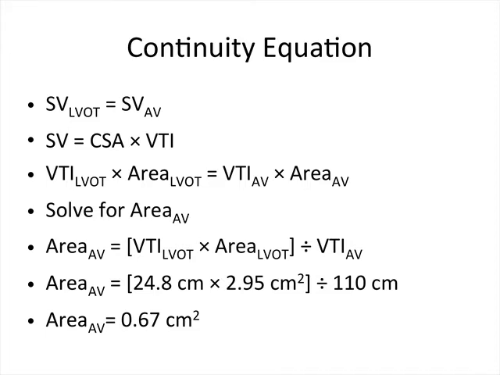The area of the aortic valve is equal to the stroke volume of the left ventricular outflow tract divided by the velocity time integral or stroke distance at the aortic valve. For our patient, his aortic valve area is calculated to be 0.67 centimeters squared.